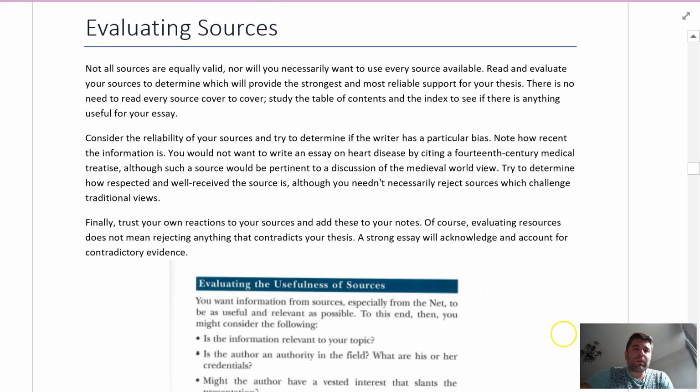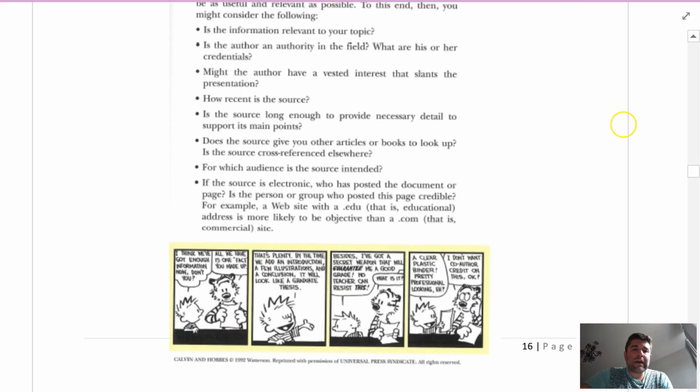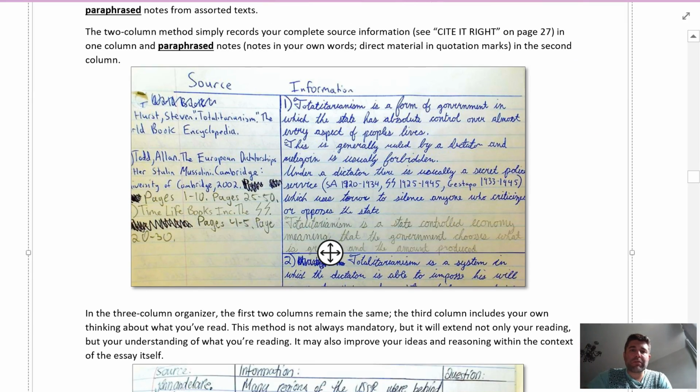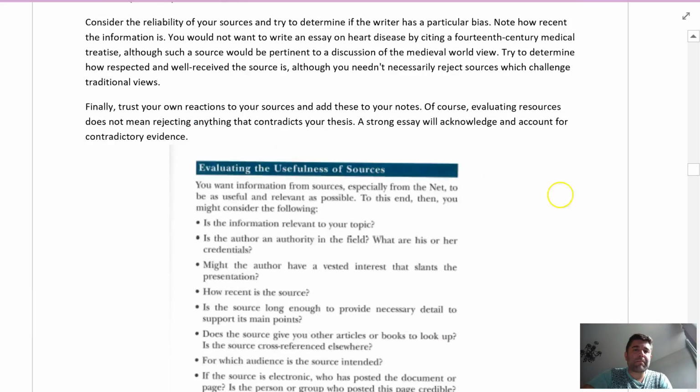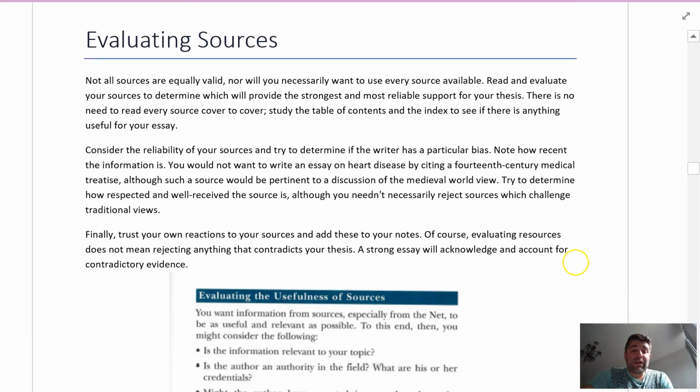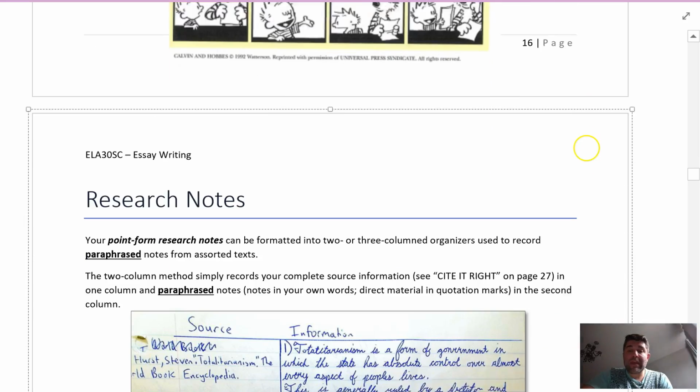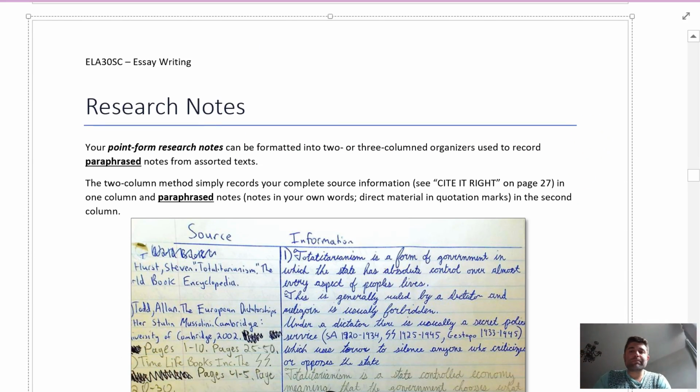So when looking at your sources, this middle section of the book is going to be really important. That first page gives you some information on how to evaluate your sources, and actually Mr. Payne is going to be a great resource for you guys in evaluating your sources. He's going to be able to give you some more information about where to go and how to get there in terms of what you pay attention to and what you use for your essay.